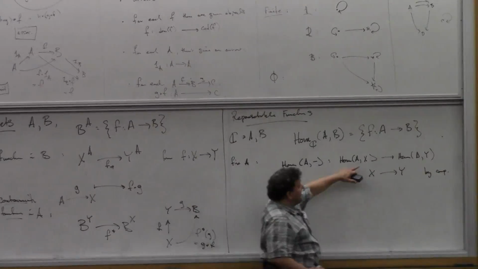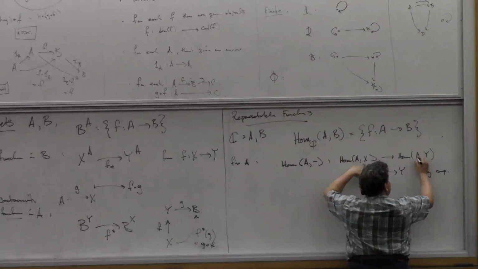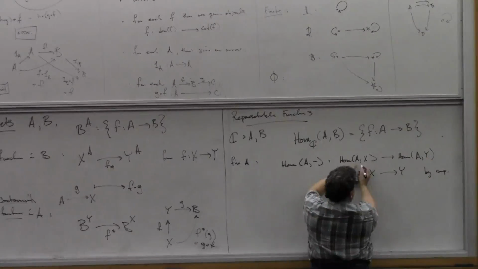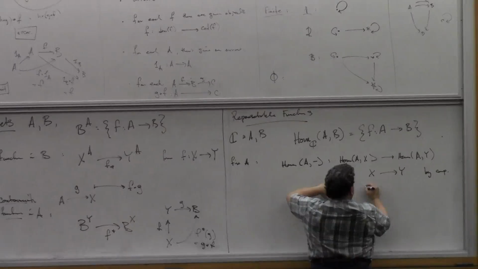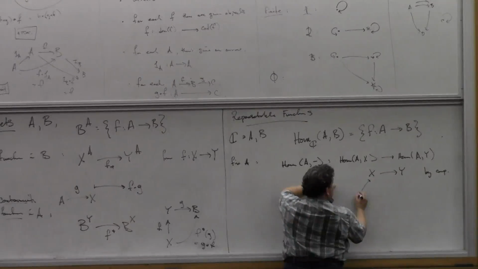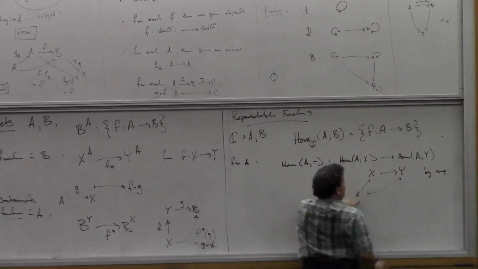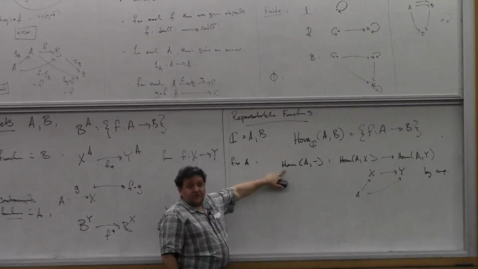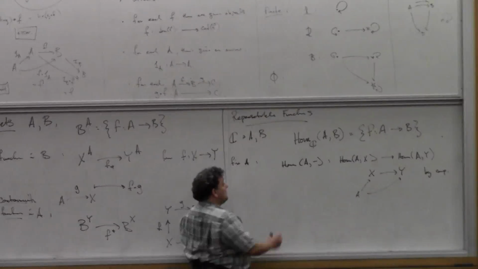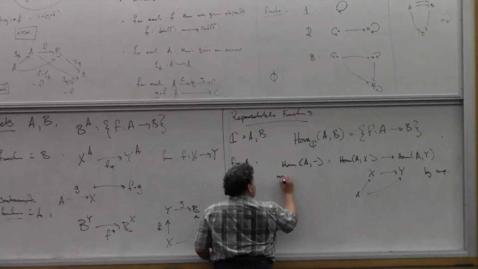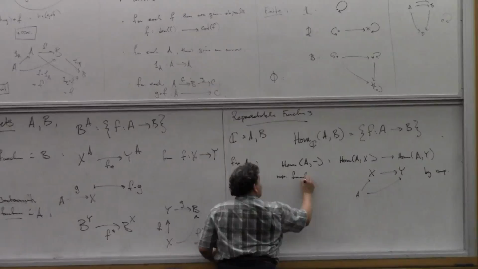If I have a map from X to Y in C, and I take an element in this set, that's just some arrow coming out of A, and I compose, and I get something like this in this set. So that's my functor. It's called the representable functor of A.